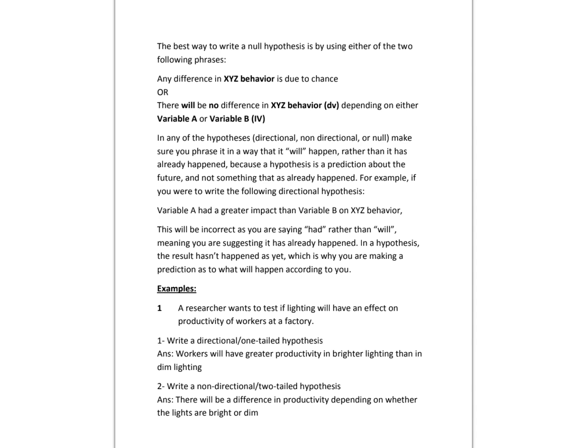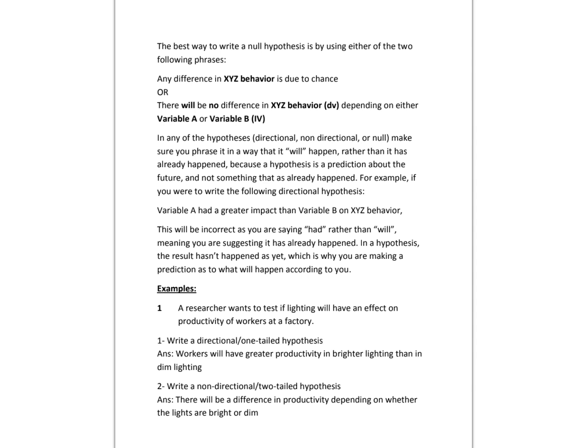In the non-directional hypothesis, I am simply saying that there is a difference, but I'm not specifying which condition is going to have a greater impact. There will be a difference in productivity depending on whether the lights are bright or dim. Simple. So I'm saying there is a difference, but I'm not specifying which one. The moment I specify, it's a one-tailed, directional hypothesis. But when I'm saying that there is a difference but not specifying, it's a two-tailed.